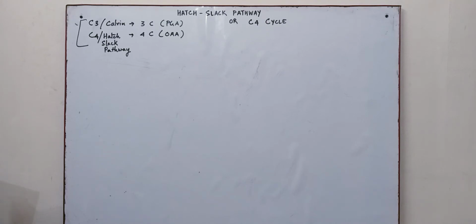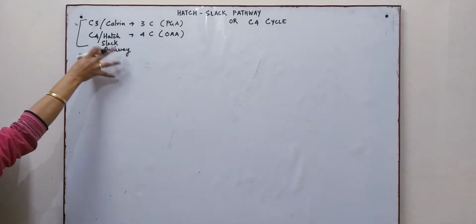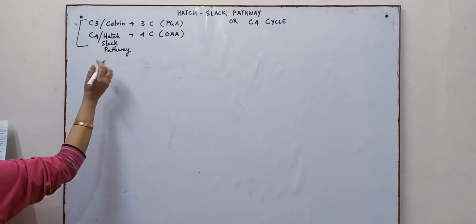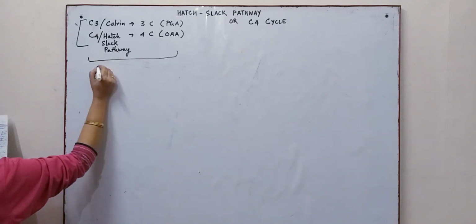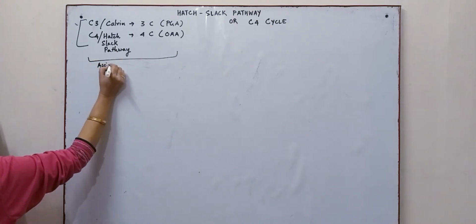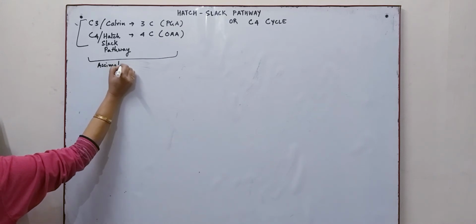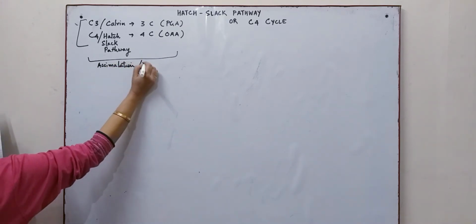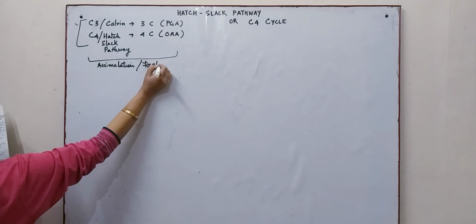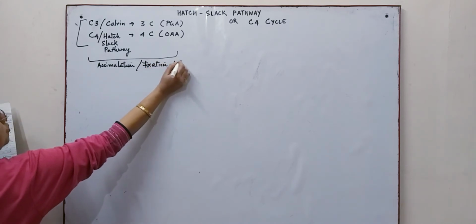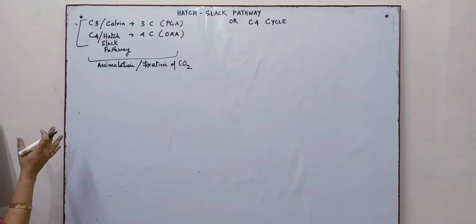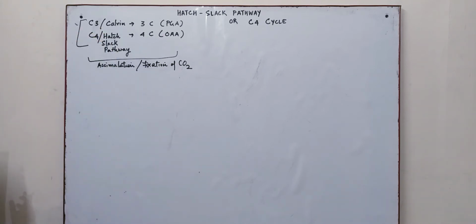So we can say that there are two methods for assimilation or fixation of carbon dioxide. This happens in two ways: the first, in which the product is PGA, phosphoglyceric acid, and the other, in which the product is a 4-carbon compound, oxaloacetic acid.